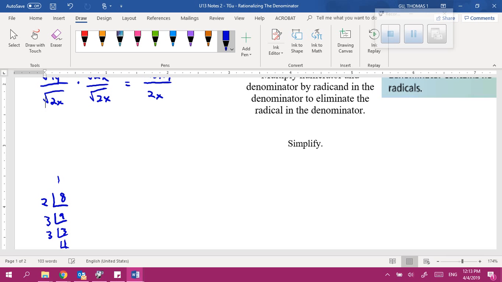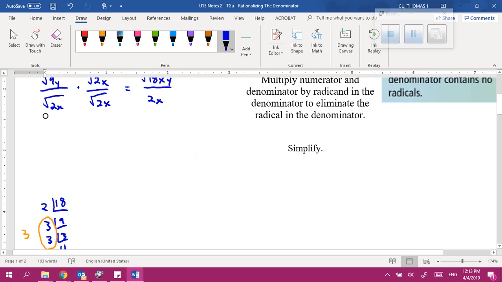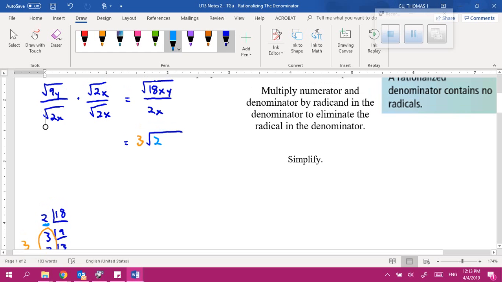And how big are the groups that I should be looking for? 2, right, because the index is 2. So here is my only pair. So that comes out as a single 3, which means what is on the outside of my radical now? 3, and what's on the inside? 2. Right, the 2 that was not used. And what else was there to start with? X and y, right? Those can't leave because they only have an exponent of 1.